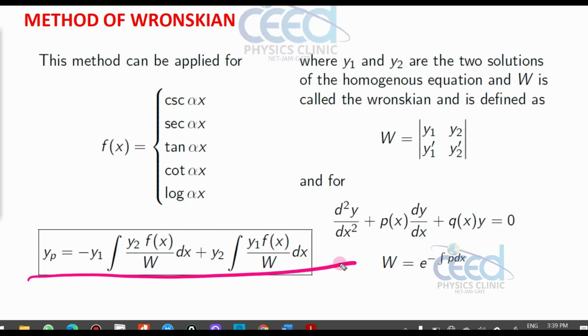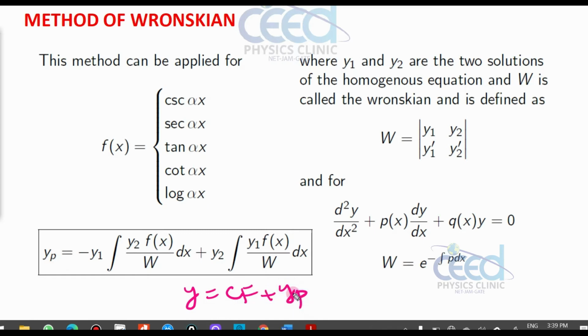So we defined what the Wronskian is here. We know what y1 and y2 are, so we know all the terms. F of x also, the right side of the differential equation, is known. Once you substitute all these values, we will get the particular integral value, so that the entire solution will be the complementary function plus the particular integral.